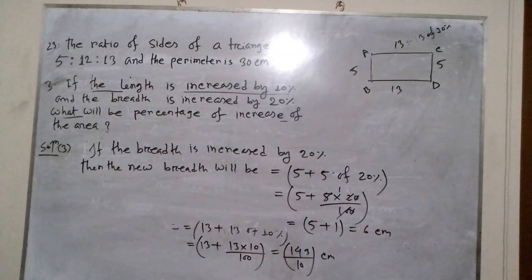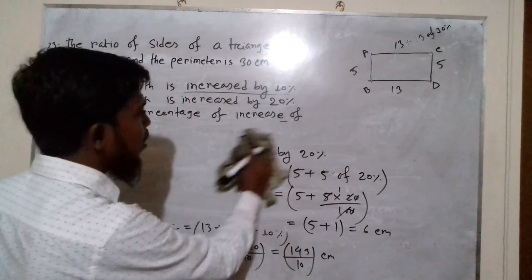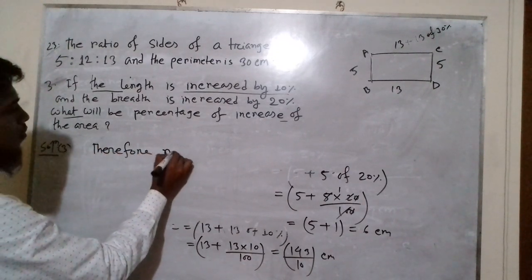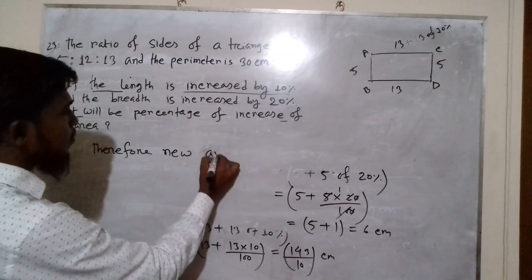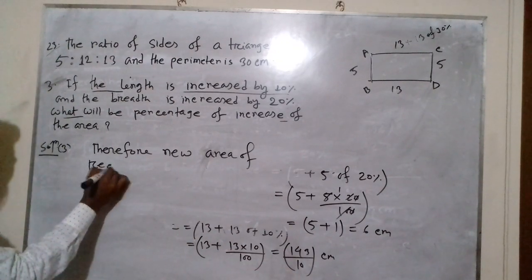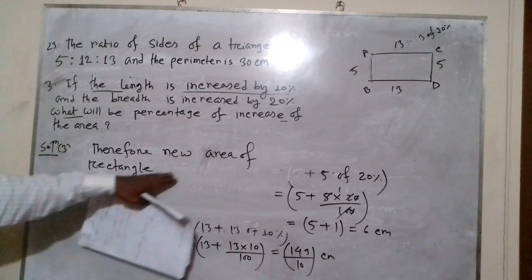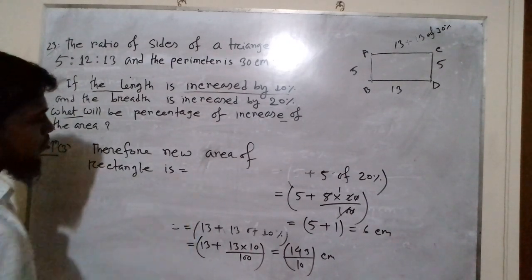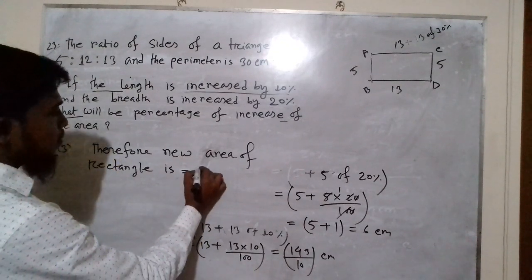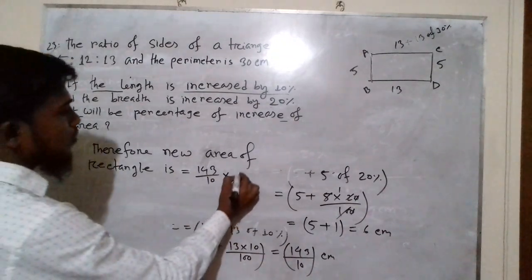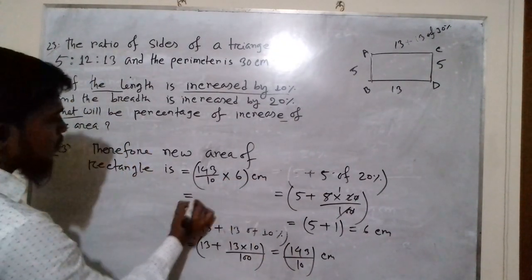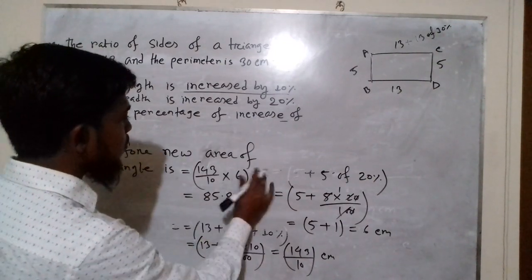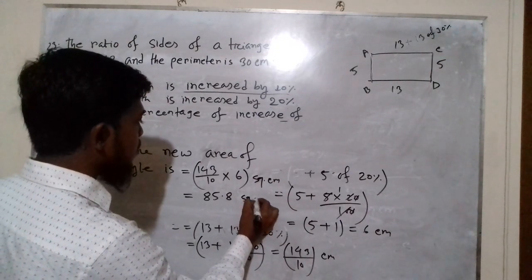So therefore the new area of the rectangle is 143 divided by 10 into 6 centimeter. So this equals 85.8 square centimeter.